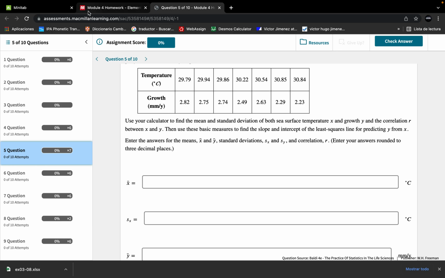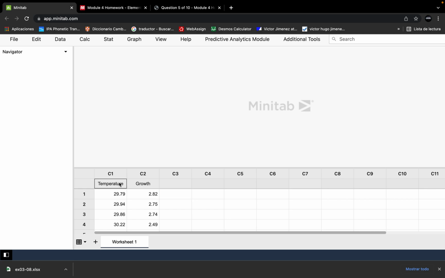This temperature is going to be the X, and let me put it here. Temperature is the X, and growth is the Y. There you have temperature and growth. So you will have to enter the values for temperatures and growth here.